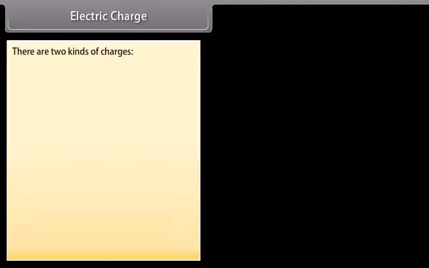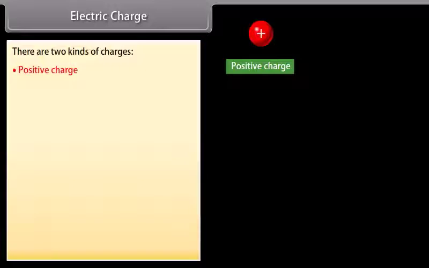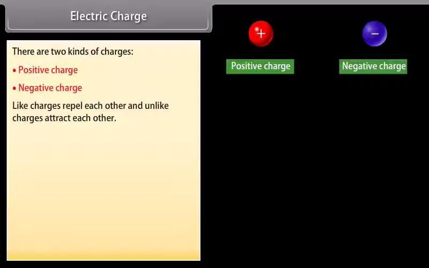Electric charge. There are two kinds of charges: positive charge and negative charge. Like charges repel each other and unlike charges attract each other.